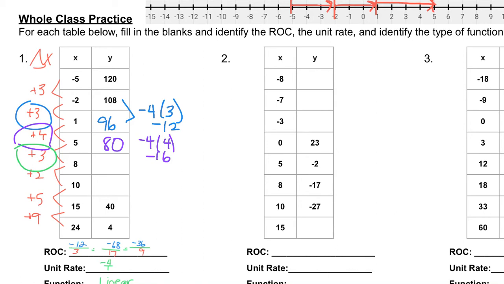So I'm looking at this, we've already done a change in 3, so every time x changes by 3, y is going to decrease by 12, so I know that that's going to decrease by 12 right there. And so 80 minus 12 is 68. And then I'm decreasing by 2 for that last one.